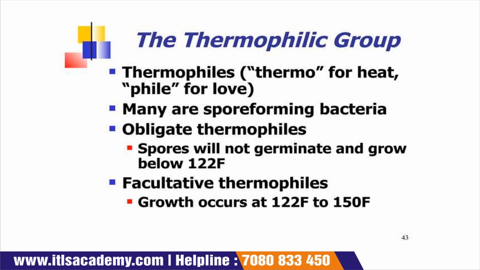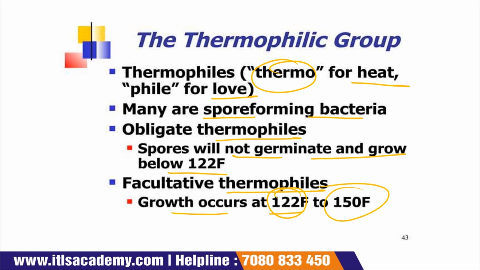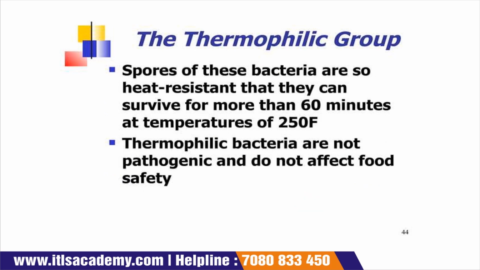Then the thermophiles, also made up of two words: thermo, for heat, and phile, for love. Many spore forming bacteria are obligate thermophiles. Spores will not germinate and grow below 122 degrees Fahrenheit. Facultative thermophiles grow at 122 to 150 degrees Fahrenheit. Some of these bacteria are heat resistant and can survive more than 60 minutes even at a temperature around 250 degrees Fahrenheit. Thermophilic bacteria are not pathogenic and do not affect food safety.